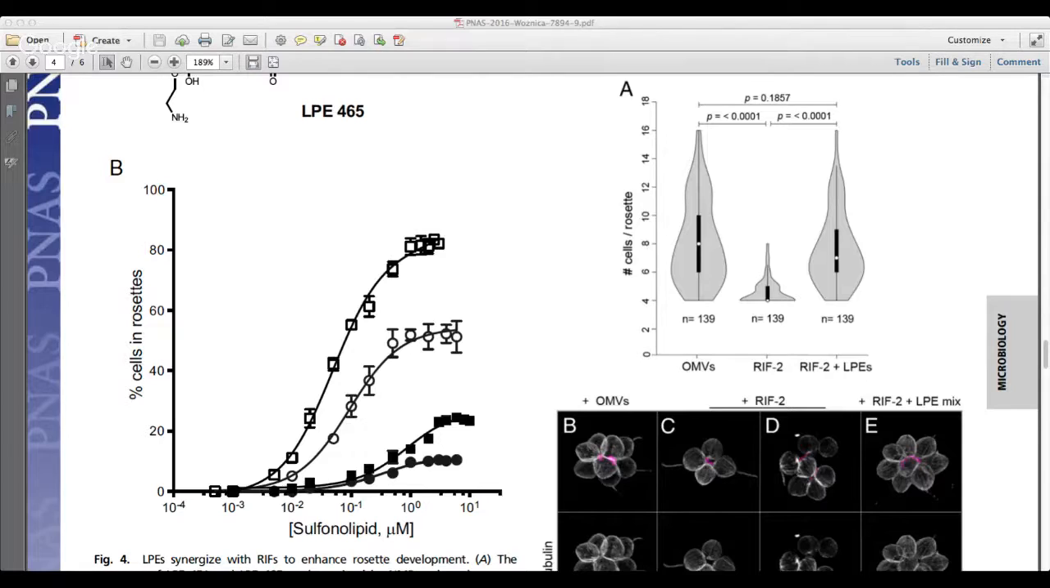That's our positive control. And then they just looked at RIF2 on its own, which they know induces rosette development, but they wanted to kind of understand, what do the rosettes look like? You know, what are they structurally? How do they hold together? Are they resistant to shear forces if you just have RIF2? And then they looked at the same idea, RIF2 plus these newly discovered LPEs. And on the y-axis, what they're showing here is basically number of cells per rosette.